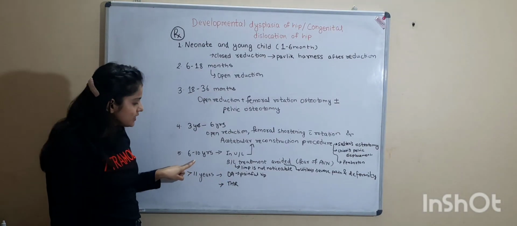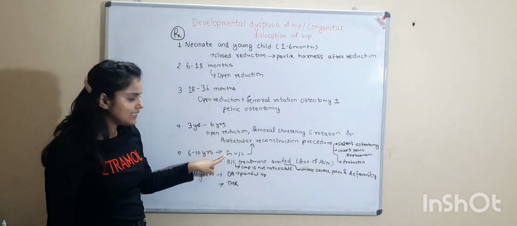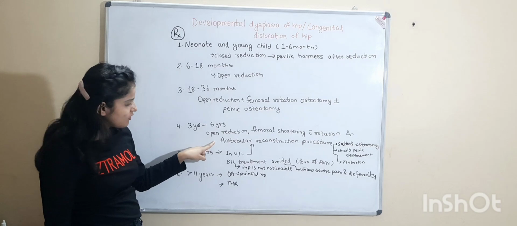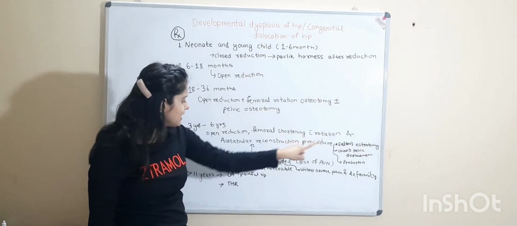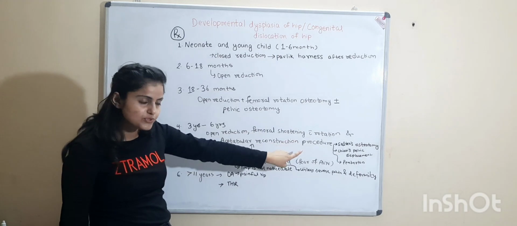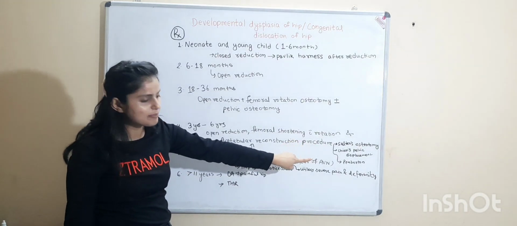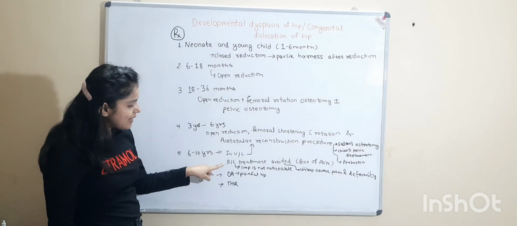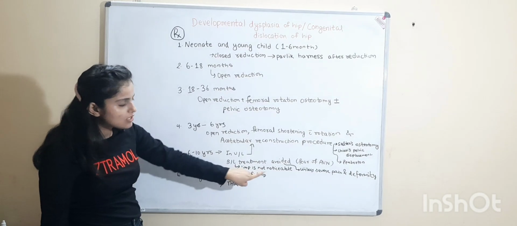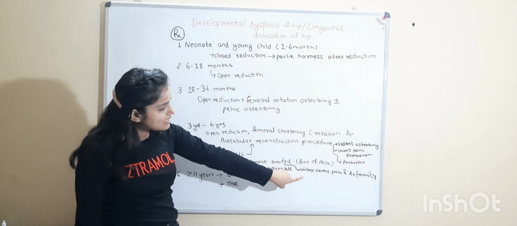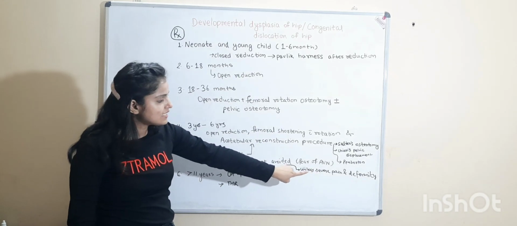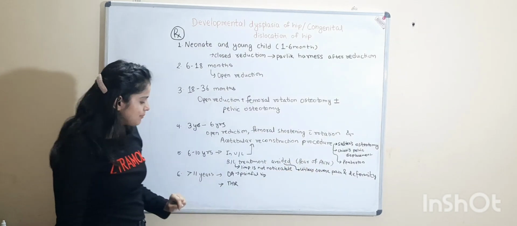In children of 6 to 10 years, if there is unilateral DDH, then the same procedure as above is done, which is open reduction, femoral shortening with rotation and acetabular reconstruction procedures named Salter, Chiari's and Pemberton osteotomy. If there is bilateral DDH, then limp is not noticeable, so treatment is avoided unless there is severe pain and deformity. When there is severe pain and deformity, then intervention can be done.